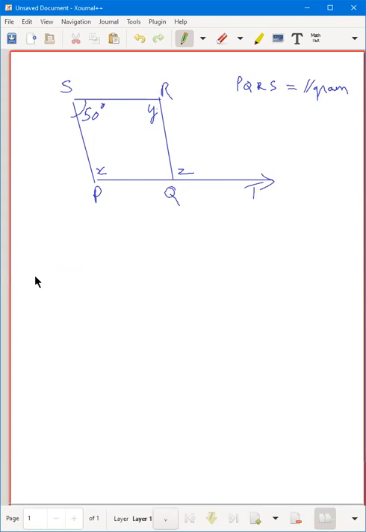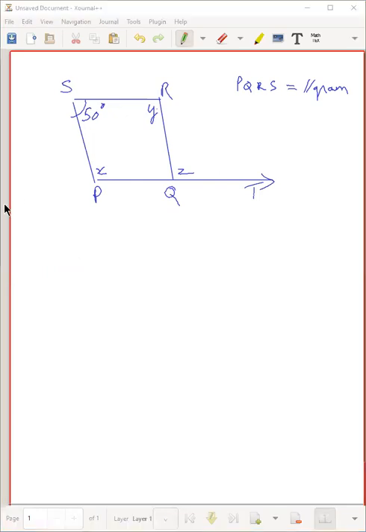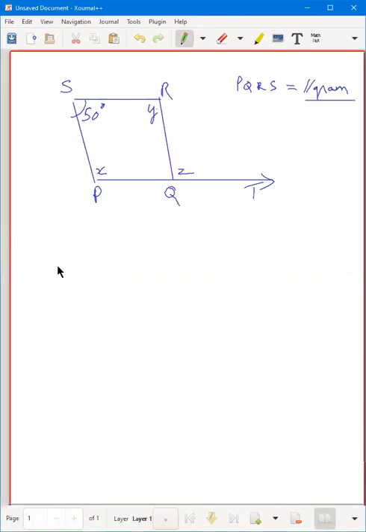Message it to me. Use the properties, it is given a parallelogram. So we have to use the properties that we know of parallelograms. You have copied everything. Use that.